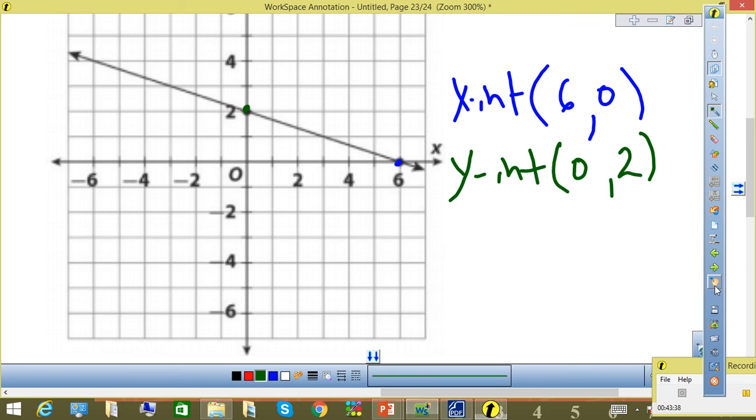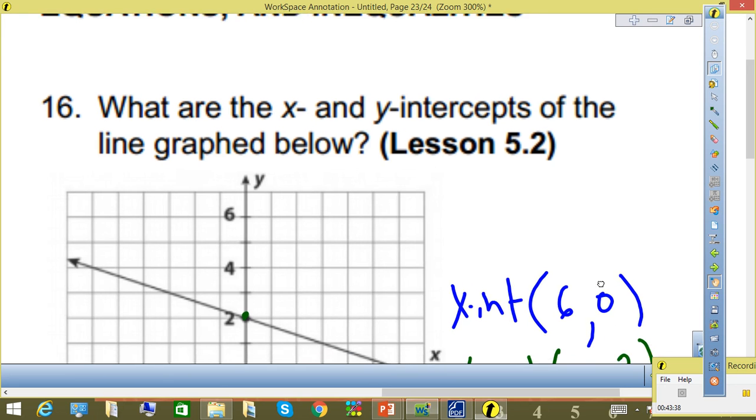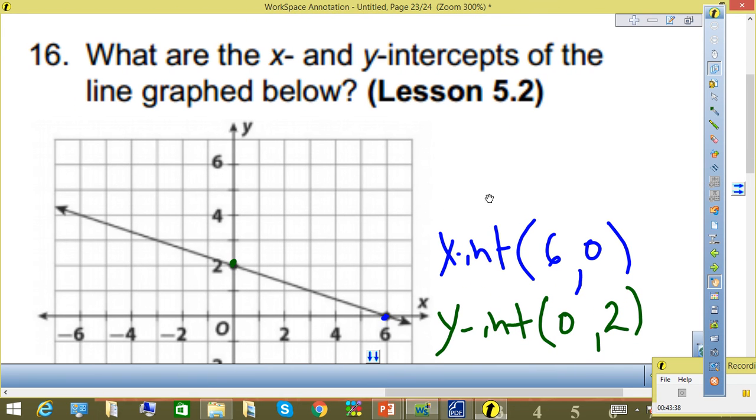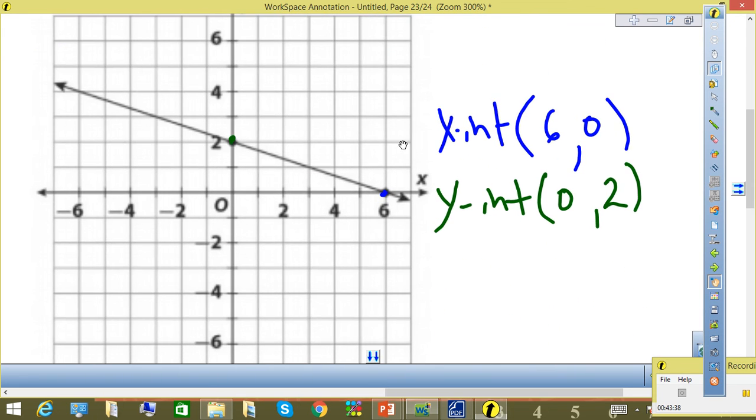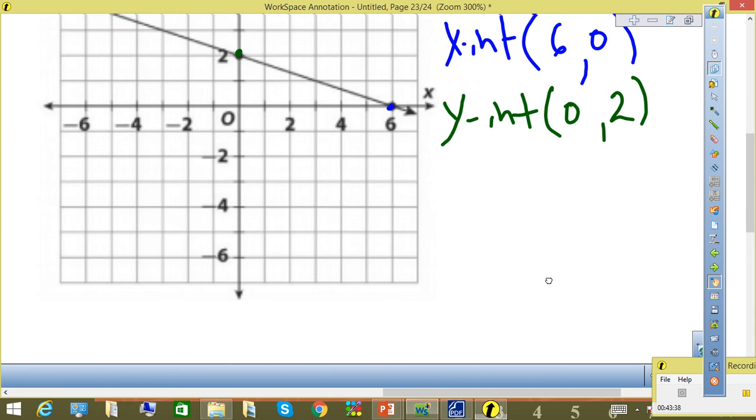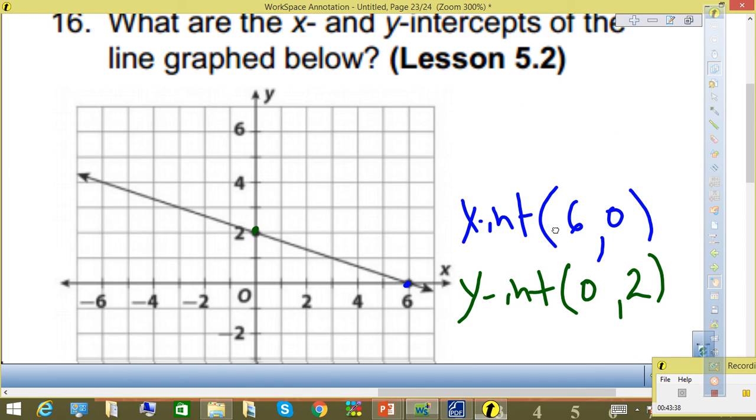That's it. That's all they're asking for. Well, what does it say? It says, what are the x and y intercepts of the line graph below? All you have to do is identify and write them as a coordinate. That was number 16.